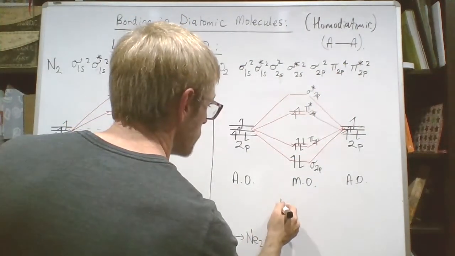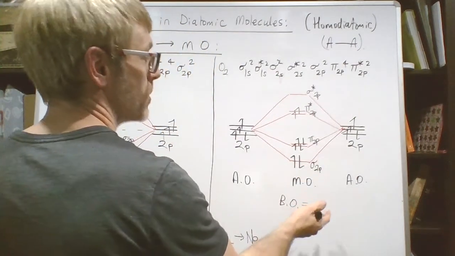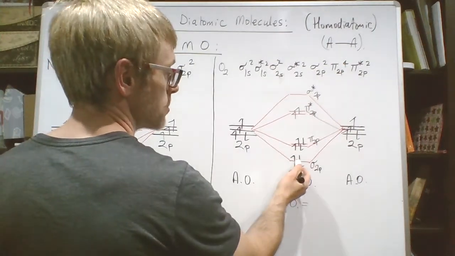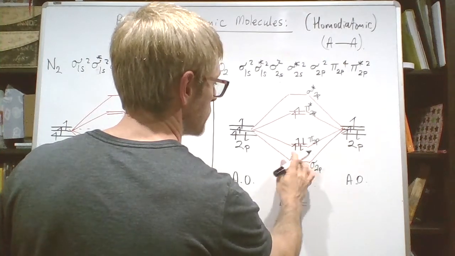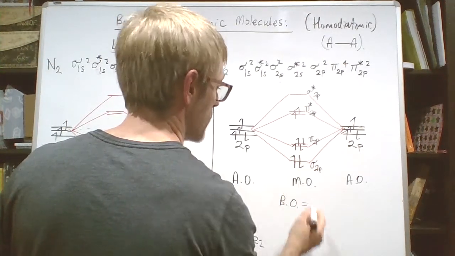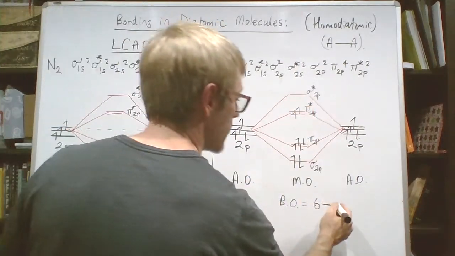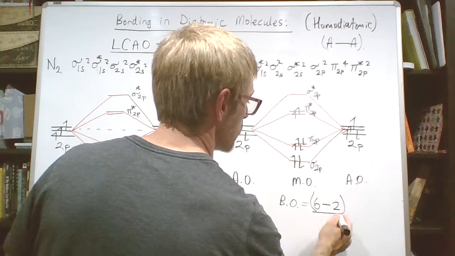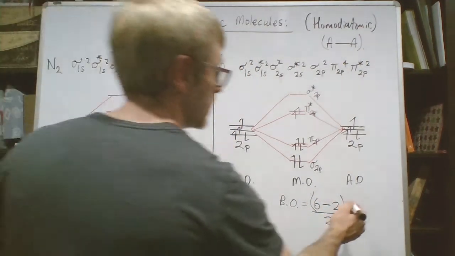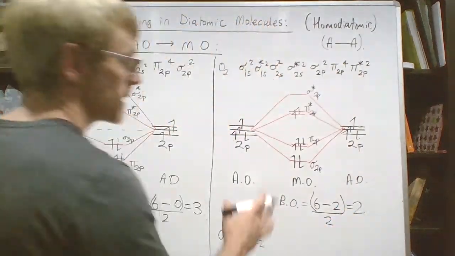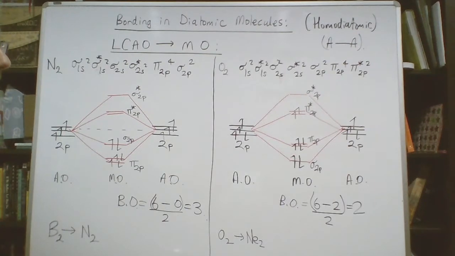The bond order is number of bonding minus anti-bonding, take the average. So 6 bonding, and then I've got 2 anti-bonding. Take the average. 6 minus 2 is 4. Divided by 2 is 2. So it exists. It's more stable than dicarbon, but it's less stable than dinitrogen.